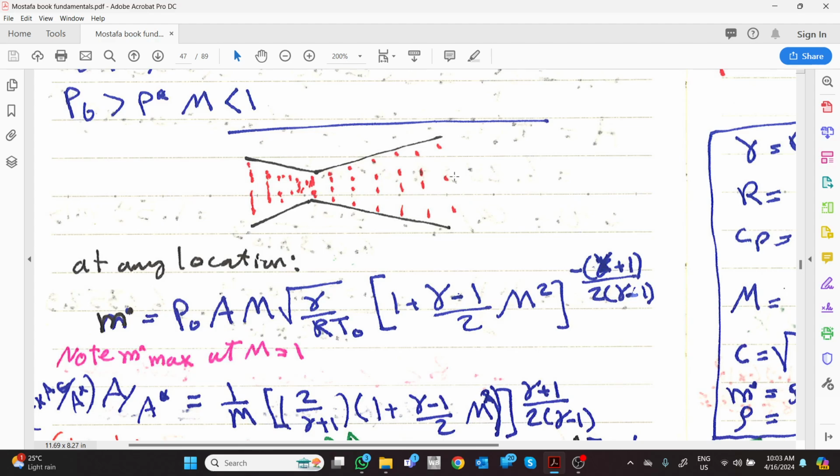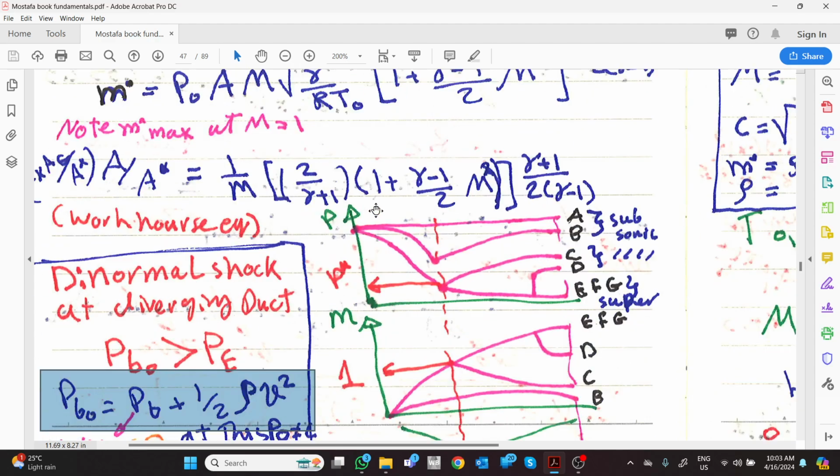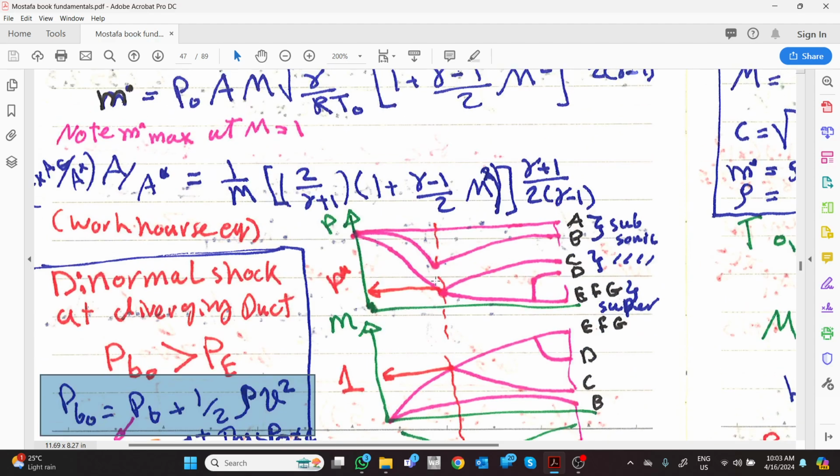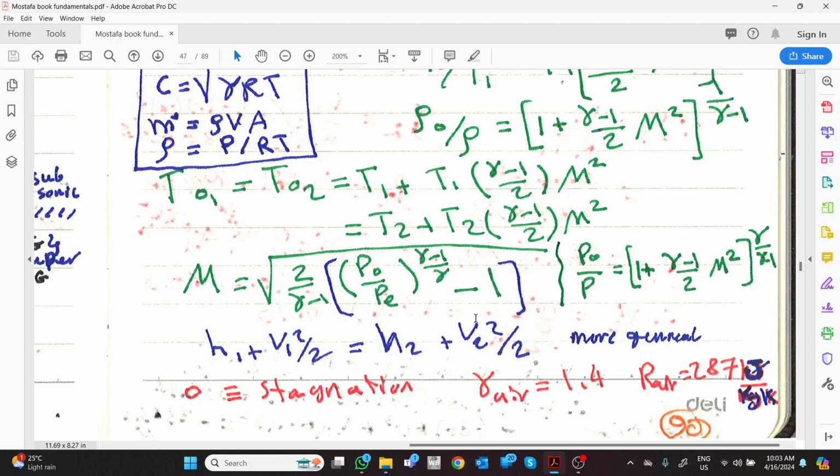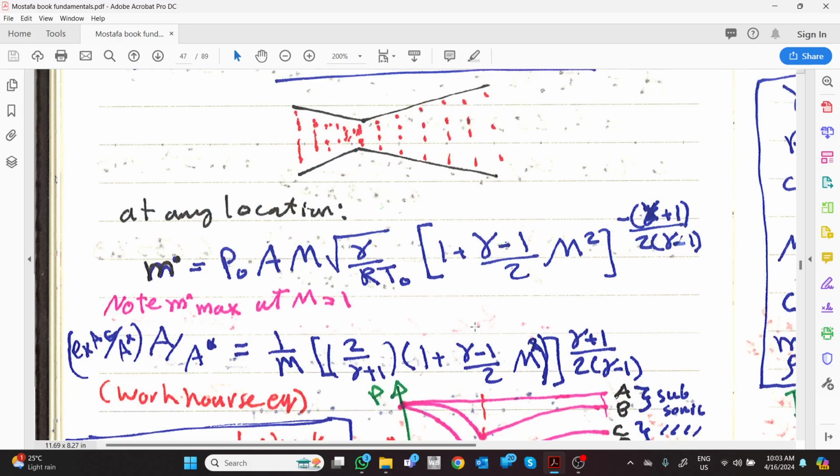Let's assume that the back pressure here is less than P star, so it will be sonic here. But the stagnation pressure here is higher than the exit pressure. That means a normal shock is going to happen. Okay, now let's return to another equation.